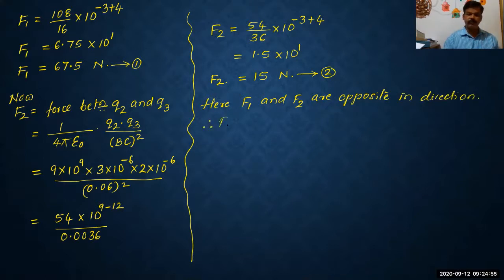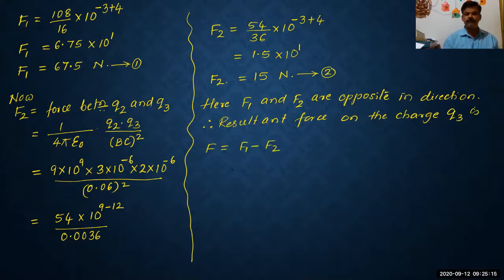Therefore, the resultant force on the third charge, on the charge Q3, is, yes, F is equal to F1 minus F2, right? So F1 is 67.5 minus F2 is 15 Newton. Then just take the difference of them, then it is 52.5 Newton. That is the net force which is acting on the third charge.